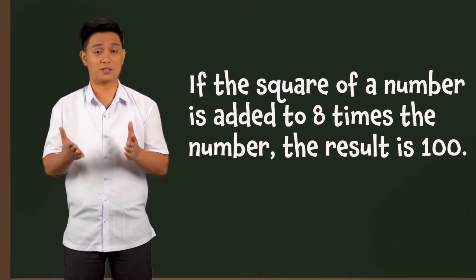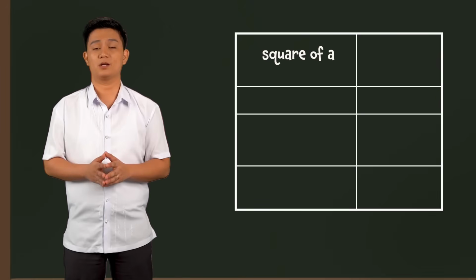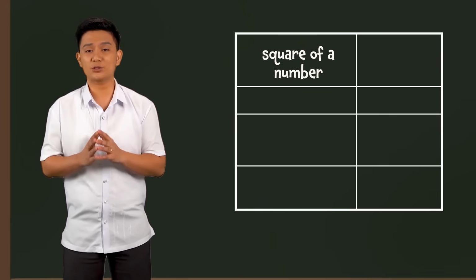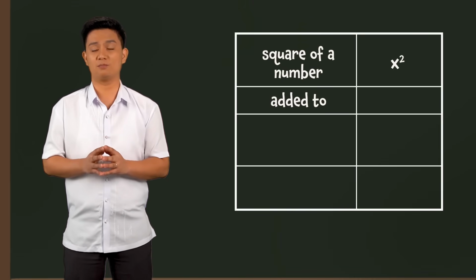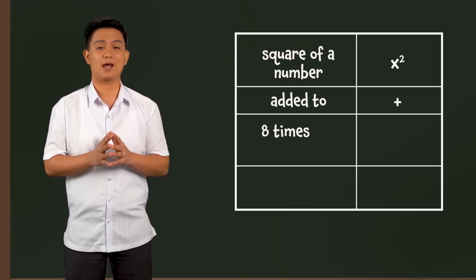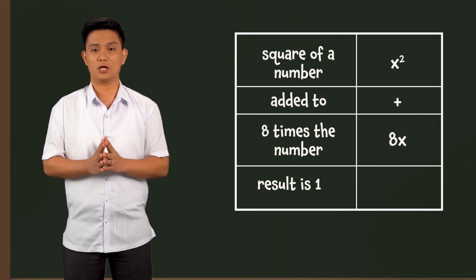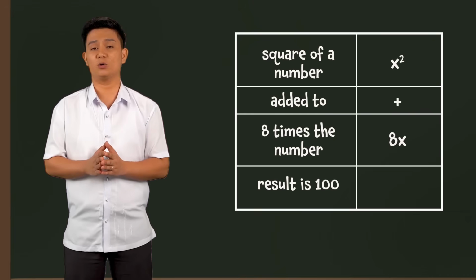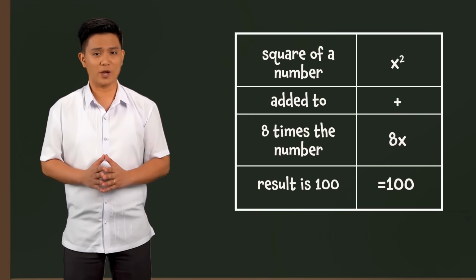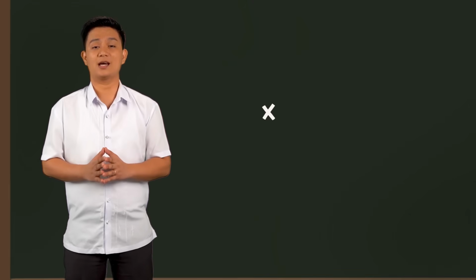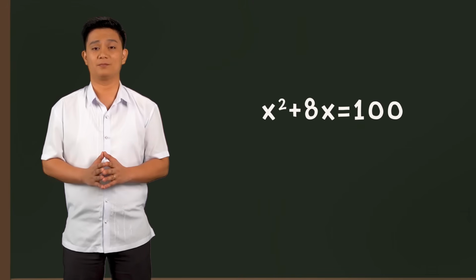Since there is no specified or indicated variable, we will just use x. Square of a number can be translated as x squared. Added to in symbols is just a plus sign. 8 times the number can be translated as 8x. The result is 100 in symbols is equals 100. Hence, the situation can be expressed as x squared plus 8x equals 100.